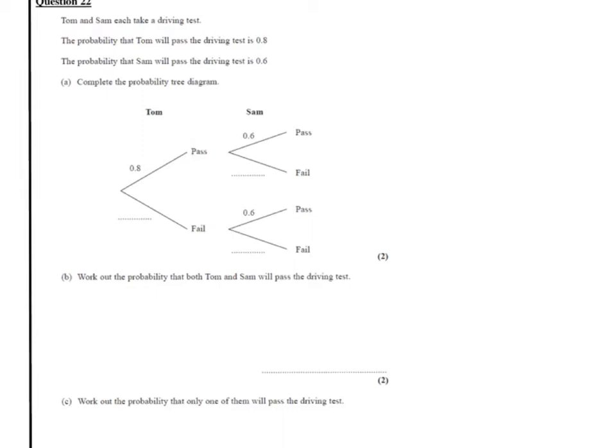Now, you either pass or fail an exam, so that covers all possibilities, with probabilities adding up to 1. So we're looking at 0.2 then for Tom failing. In the same way, we'll be looking at 0.4 for Sam failing, as the probability he passes is 0.6.